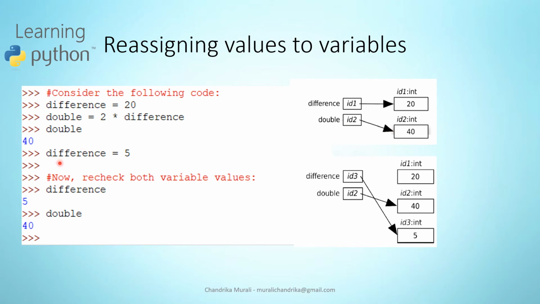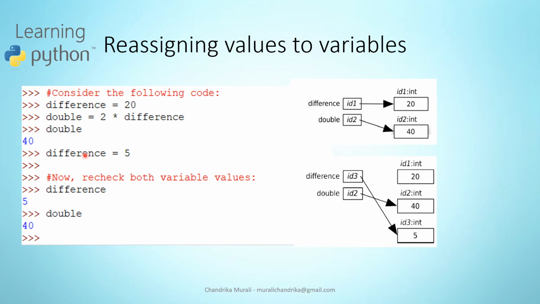Now I have changed the value of difference. At this point difference is pointing to the value 5. So I've created one more expression and it is stored in the memory location ID3, and difference is pointing to this particular memory location, and now the value of difference is 5.